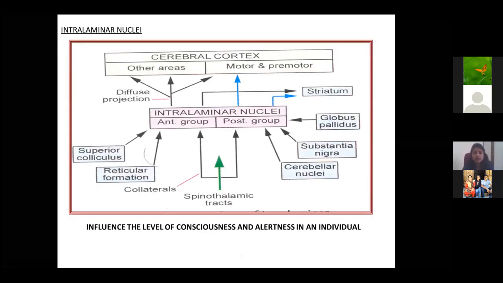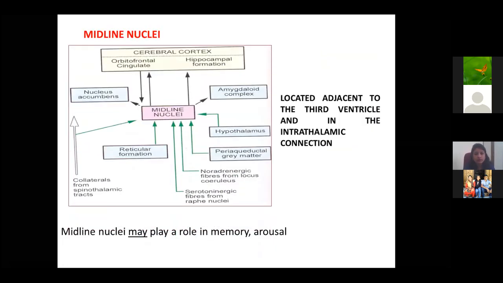So this is the connection of the intralaminar nuclei, where the intralaminar nuclei connect to the cerebral cortex, then to the midbrain, as well as to the reticular formation. So the midline nuclei mainly help to control memory and arousal. Arousal is wakefulness, consciousness.